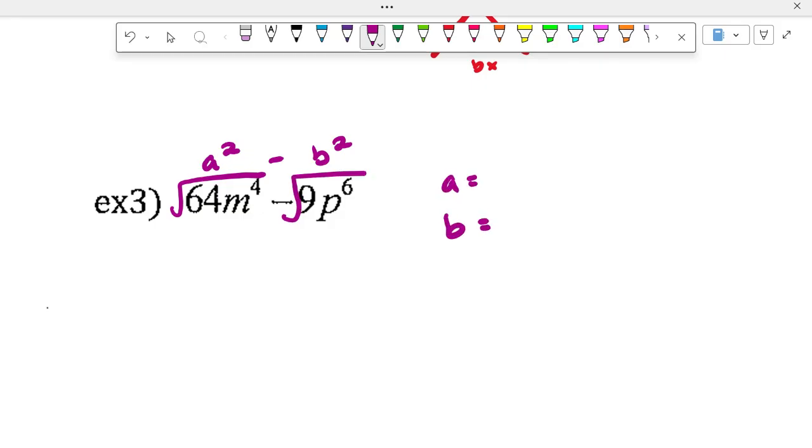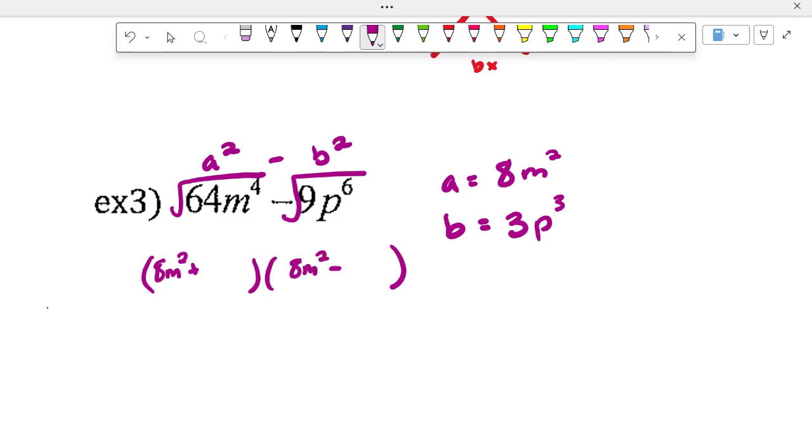Take the square root of both, get a and b. What's the square root of 64? What's the square root of m to the 4th? M squared. You just divide that exponent by 2. What's the square root of 9? 3. What's the square root of p to the 6? P to the 3rd. Just divide 6 by 2. So, if I factored this, it'd be what? So 8m squared on the left of the signs. What goes on the right of the signs? 3p cubed.